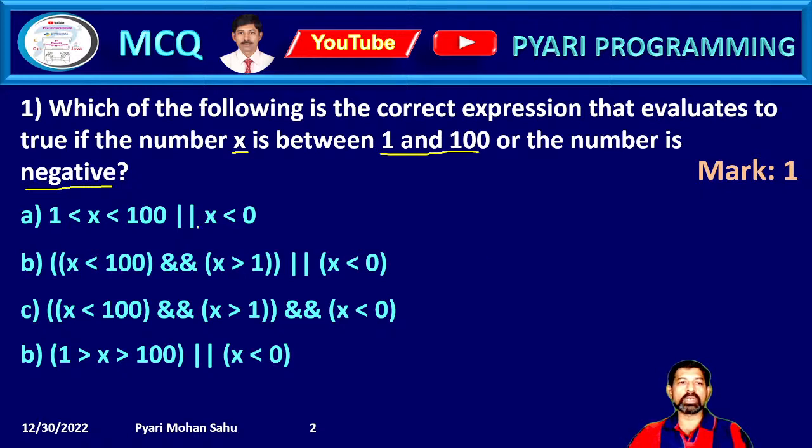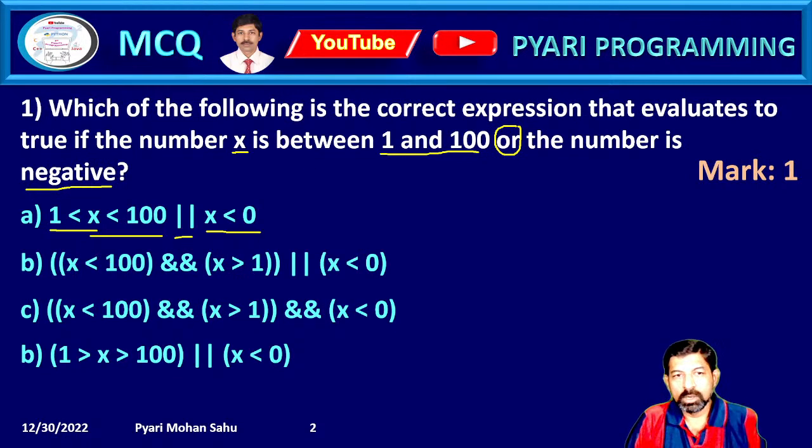So the first option says that 1 is less than x and x is less than 100, or. Here it is emphasizing on or, that we have to think about. And it says that x is less than 0, which is for negative. So I'm waiting for your answer because it is quite an easy one, the simplest one. That's why I want you to give the answer.